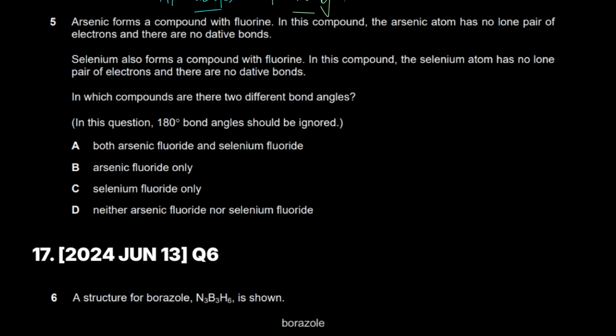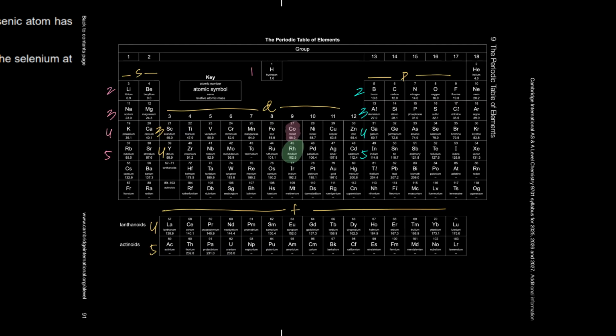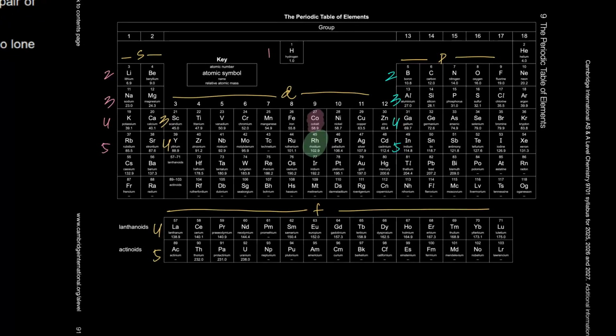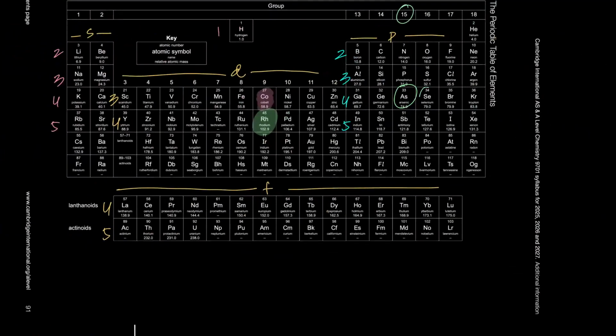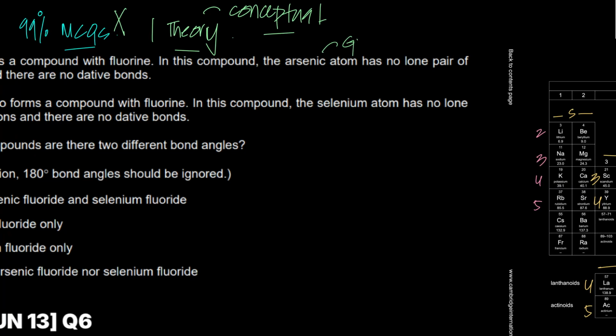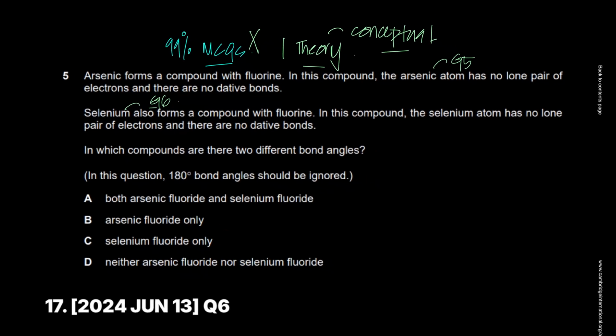Arsenic forms a compound. Now see, I don't know what arsenic is, so I'll just look into my periodic table, because I've not learned these answers. So arsenic is right here. It's in group 5 or 15. And he's saying something about selenium. Selenium is in group 16, or group 6. So arsenic has 5 electrons in its outermost shell and selenium has 6. Fine. I now know what they are and where they are placed.